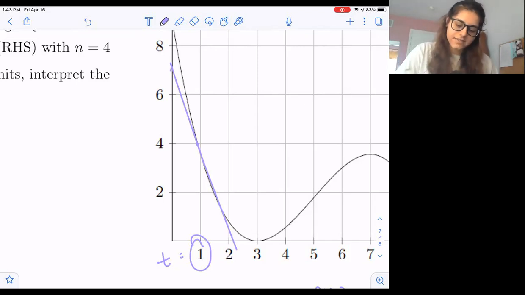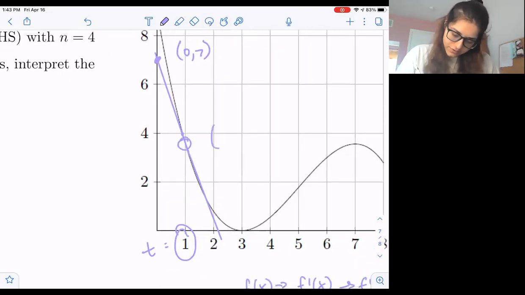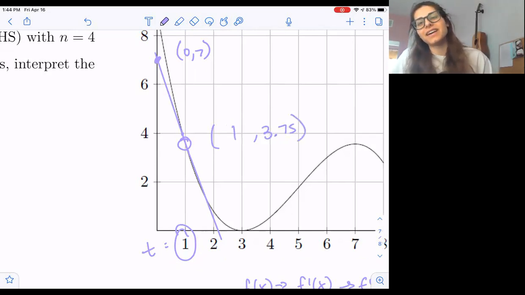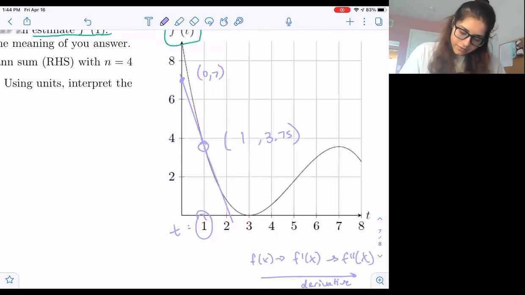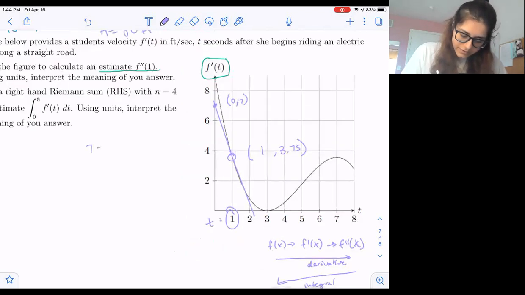Here I see a point that's (0, 7), so I'm going to use that point. Also, I'll use a point here, 3.75 — that's the y value — and our x value is 1. So I chose 2 points on the line, and I'm going to use the formula to figure out the average rate of change. So I will have 7 minus 3.75 over 0 minus 1.